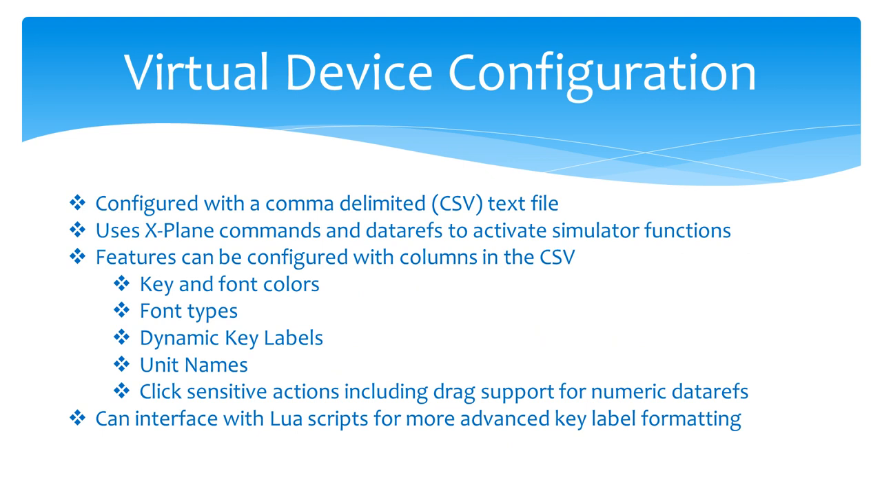So how are these virtual devices configured? Well, just like the physical devices, they're configured with a simple comma-delimited text file. In each of these columns, you can put things like the X-Plane command that you want executed when you press that key. You can reference X-Plane data refs that can not only activate simulator functions, but can also be used to drive what color you want that key, what label you want shown on that key, and a number of different things. As something changes in the simulator, like the transponder state switching from standby to altitude mode or on, you can control what's really going on with that key.